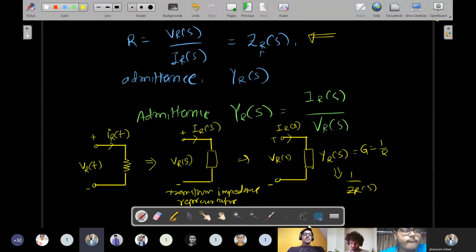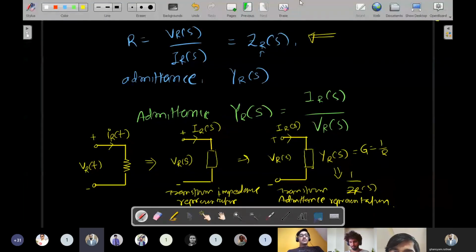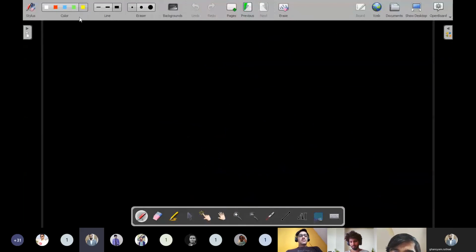transform admittance representation. So this is how we are able to convert. You remember this. These are useful when you are working on the examples. So these are very much useful. This is all we have written for the resistance. Now the upcoming element we are going to work upon is the inductance, the second element.